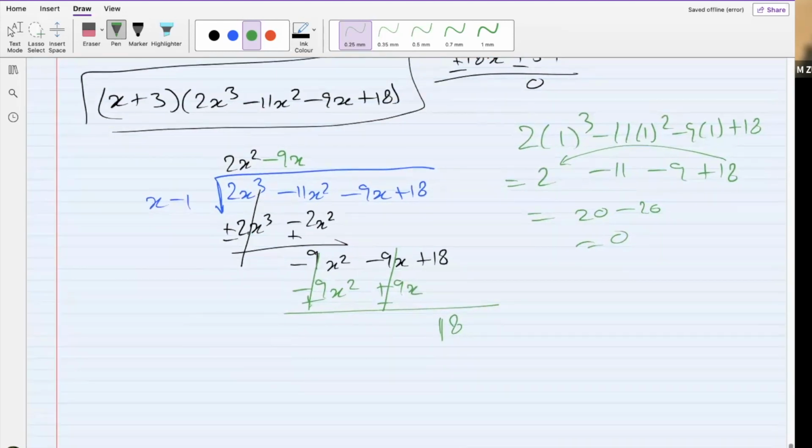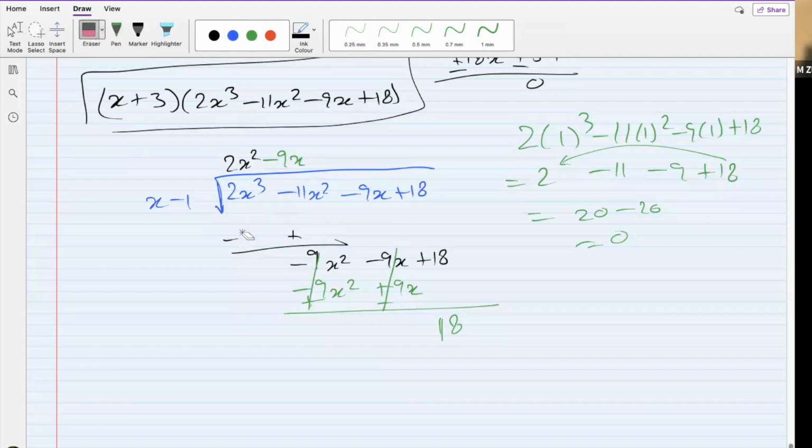x into 2 is 2x cube. 1 into 2 is minus 2x square. So we get rid of this, and this is minus 9. Then minus 9 again and 18. Then 9 times is minus 9x square, 1 plus 9. So we get rid of this. Can you catch that? We should have got rid of this complete expression.